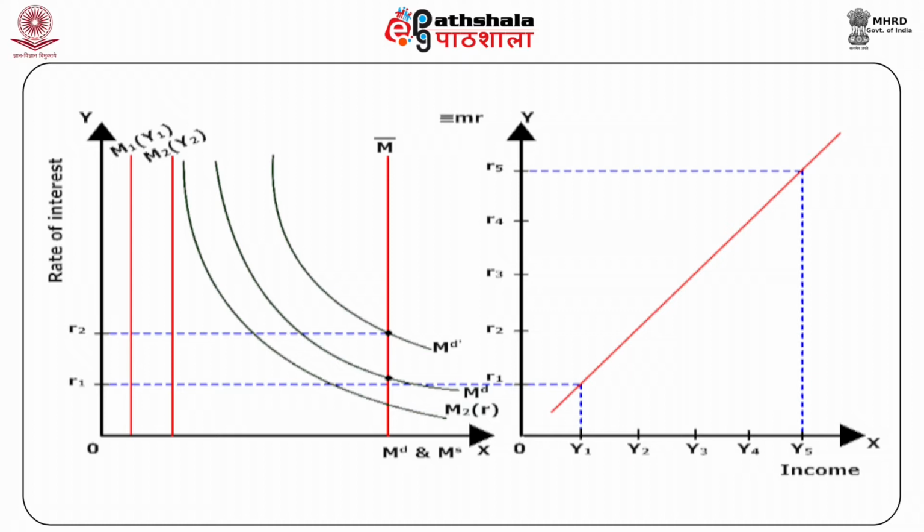If we take the relationship between R1 and Y1, and similarly a relationship between R5, which is a high rate of interest, and Y5, which is a high level of income, you would observe that the LM function is upward sloping. Earlier we have seen that the IS function is downward sloping. Now, if we independently consider the IS function and the LM function, then each one of these functions would tell you about equilibrium respectively only in the product market or in the money market.